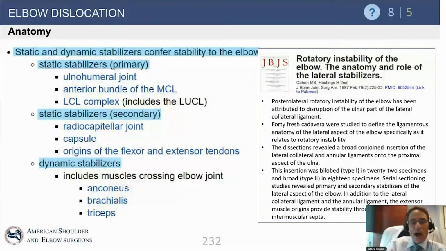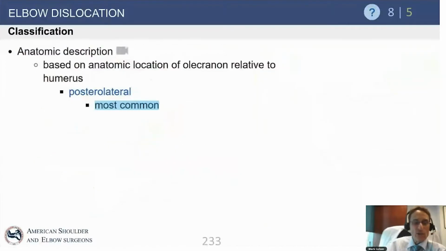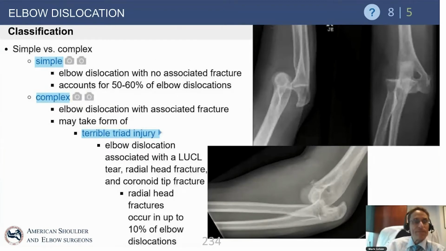So why do simple elbow dislocations, which tear the lateral ligament, most commonly heal without surgery? It's because the muscles are still intact, and the dynamic forces across the elbow keep the joint in a congruous position and allow the lateral ligament to heal. So again, there's primary and secondary stabilizers of the lateral ligament. Again, posterolateral being most common.